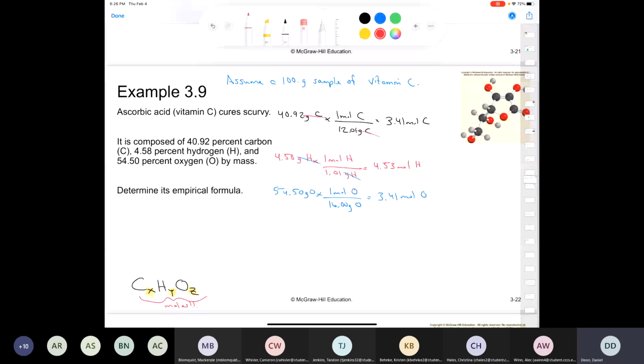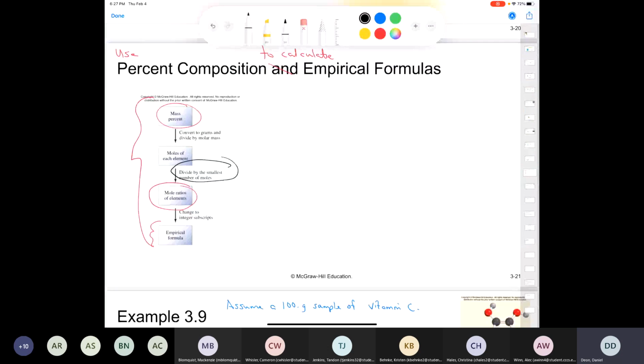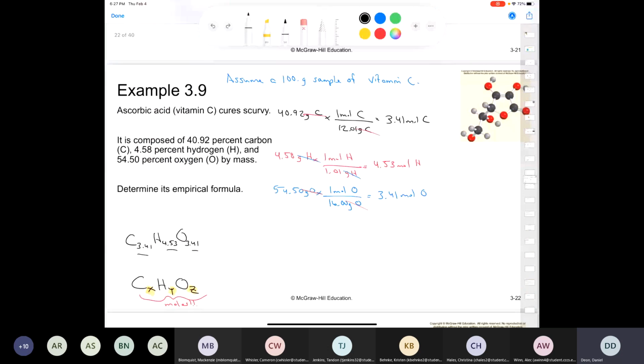All right, and again, the units of grams cancel. But again, there's no such thing as C 3.41, H 4.53, O 3.41. That doesn't exist because X, Y, and Z, these subscripts have to be simple whole number ratios. So what's the strategy? If I go back here, it says divide by the smallest number of moles. The smallest number of moles is the same for 2 of them. So we're going to divide all of these by 3.41.